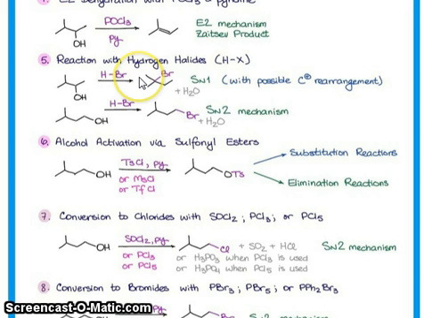Now reaction with hydrogen halides. This is your alcohol forming alkyl halide through SN1 with possible carbocation rearrangement. Here also forming this bromide through SN2 mechanism.